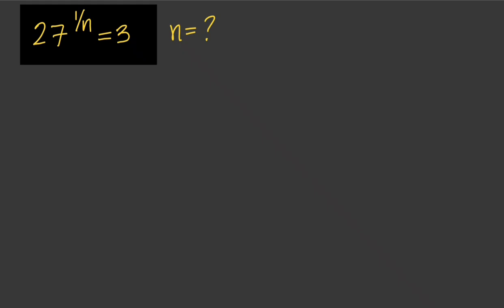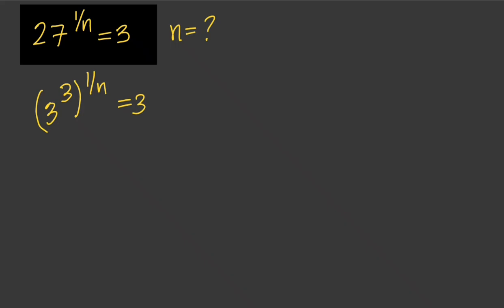So in this case, our bases are not equal. On the left, we have 27 as our base, and on the right, we have 3 as our base. So in this case, 27 is divisible by 3, so we can simply write 27 as, say, 3 cubed. 3 cubed is just equal to 27, to the power of 1 over n equals 3. Now they have the same bases.